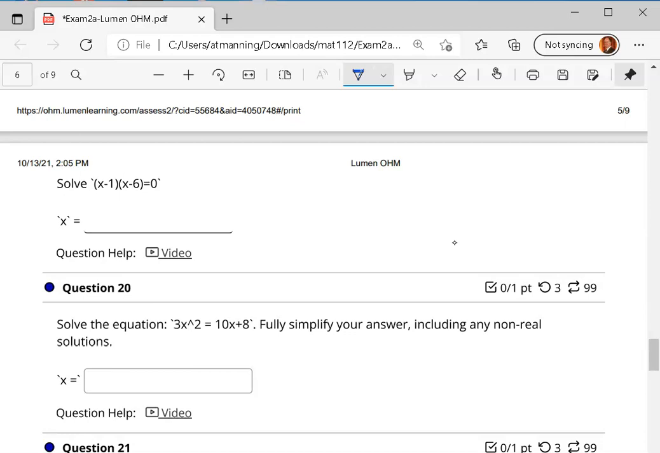Now this one, don't worry about multiplying out. Remember, if that whole part equals 0, that means either that part equals 0 or that part equals 0 because they're being multiplied together. Well, to make that equal 0, x has to be 1. Or to make that part equal 0, x can be 6. That's what would make that multiplying the two equal to 0.